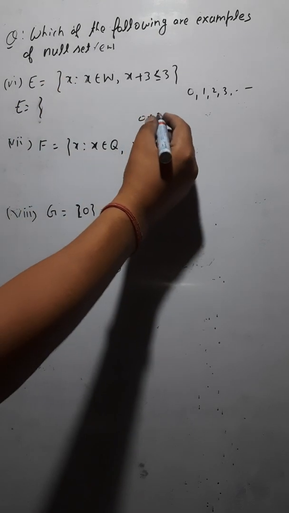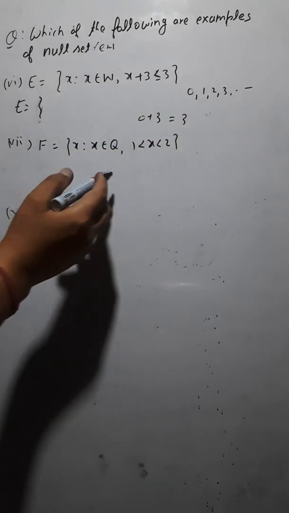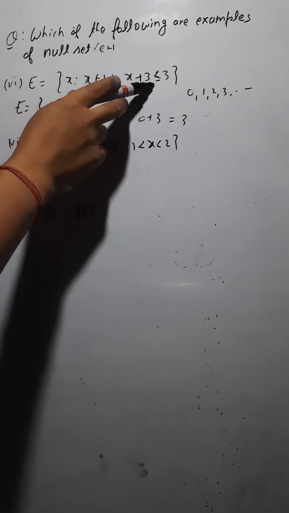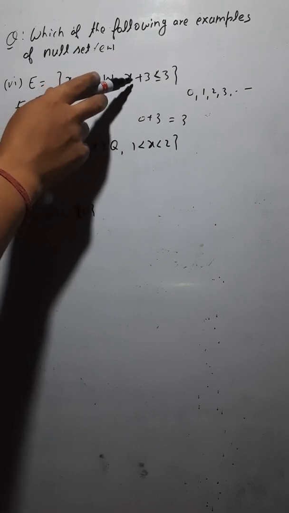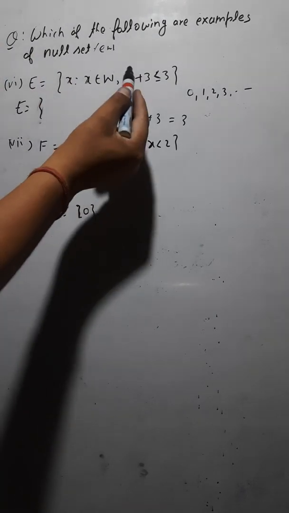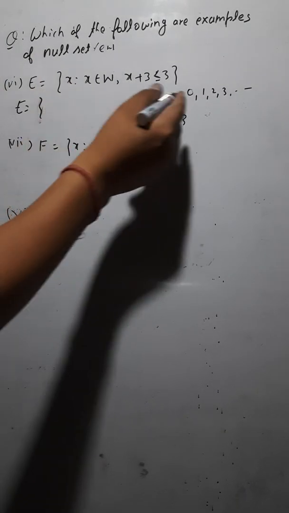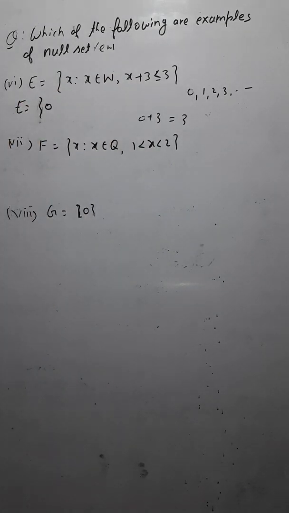So 0 plus 3 is equal to 3. Getting it or not? It means x plus 3 should be less than or equal to 3. Means either it should be less than 3 or it can be equal to 3 also. Yes, in this case it is equal to 3. So we have the element 0 here. This 0 would be an element here.